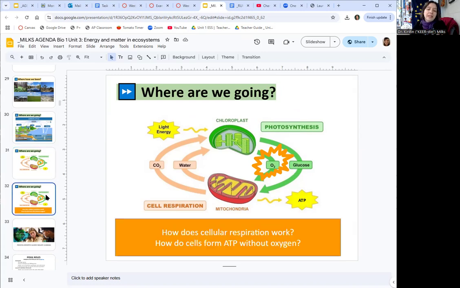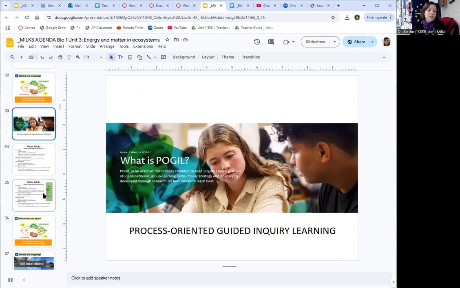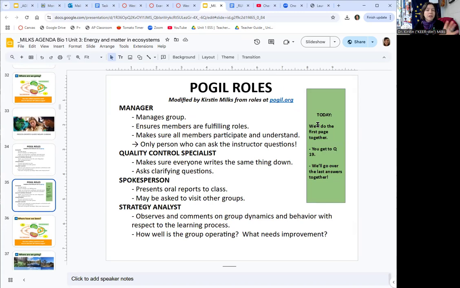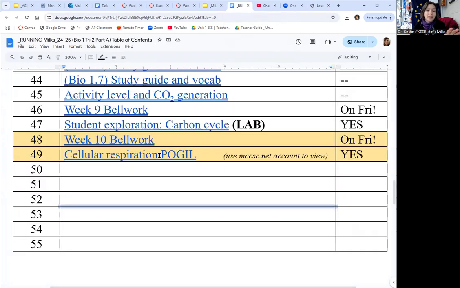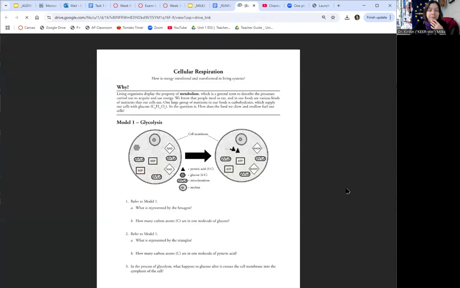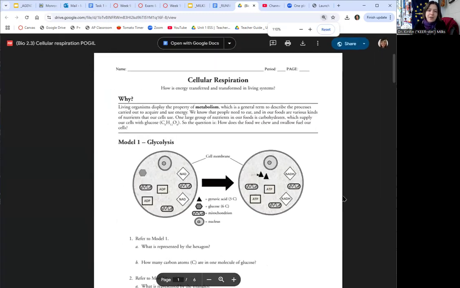So today we're going to take a deep dive into thinking about how cellular respiration works and how some cells are able to form ATP without oxygen. If you were absent, we're going to do the first page together, and then you're going to do question 19. And if you have questions, you can come and see me during Panther Plus, and I will be happy to help you. So let's take a look at this first page of the assignment.